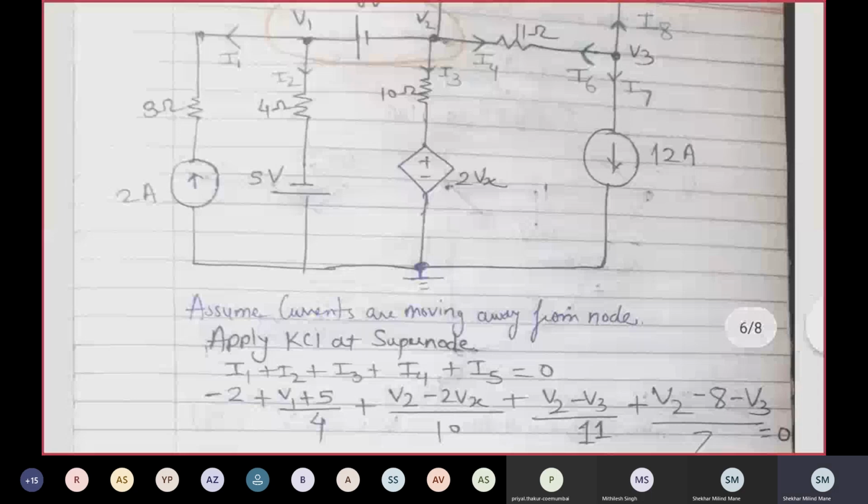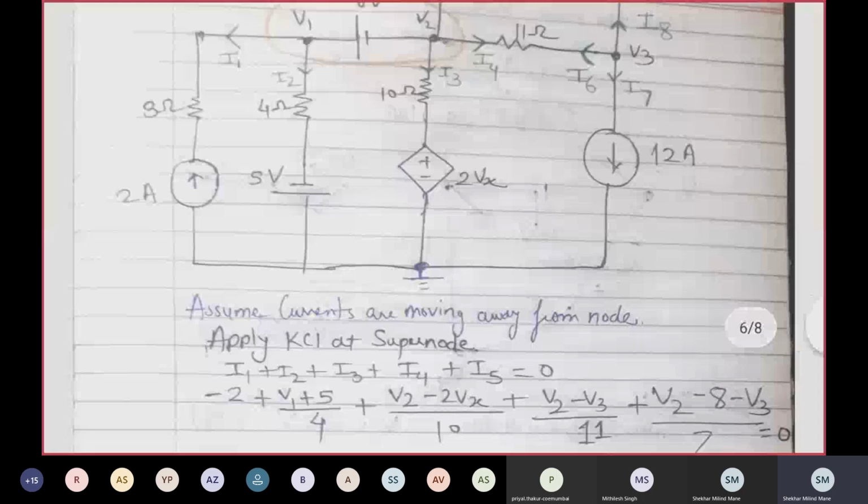I2 is flowing from V1 through the 5 volt source and then to ground. So it goes from V1, then negative to positive. So V1 plus 5 minus 0, 0 is for ground. So we can directly write V1, negative to positive means plus 5, upon 4. So V1 plus 5 upon 4 is the value of I2.